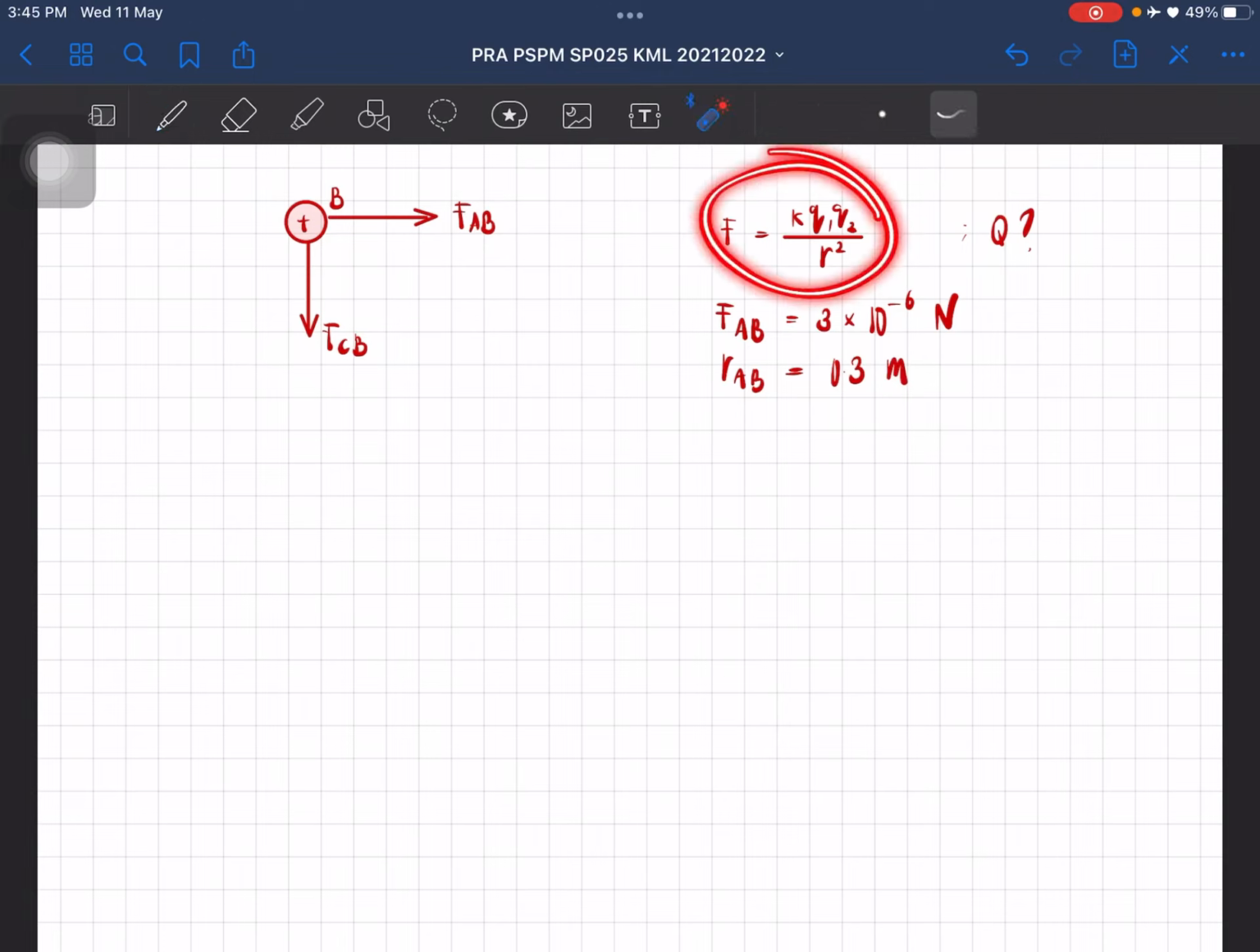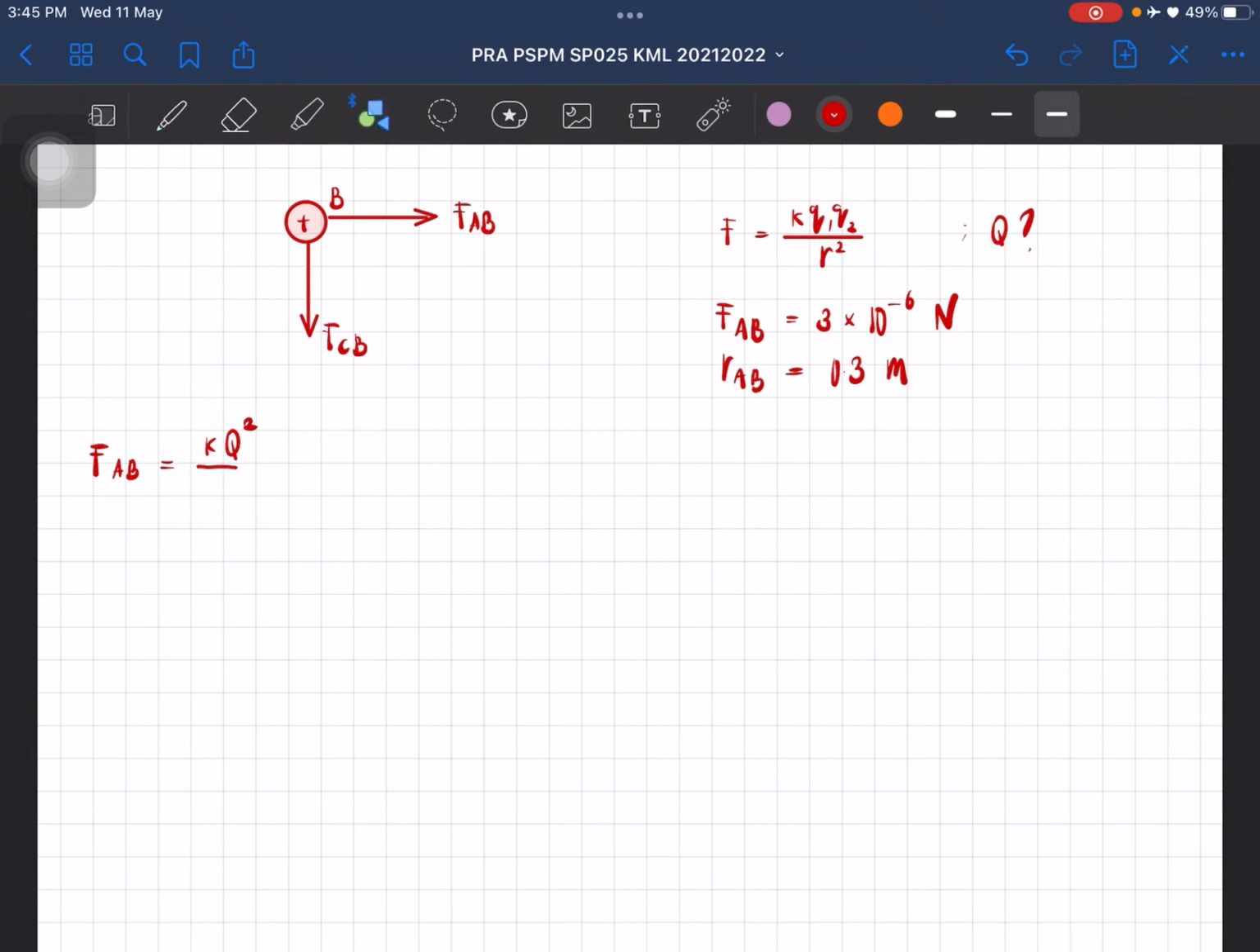Okay, so this is the only information that we have. And if we look at the force formula, we need the value of charge, okay. So we need to find the value of charge. We use the equation for the force due to A on charge B. So that is K, and I can just write it as Q square because all the charges are the same. Charge A is equal to charge B, also equal to charge C, so we can just label it as Q, okay.